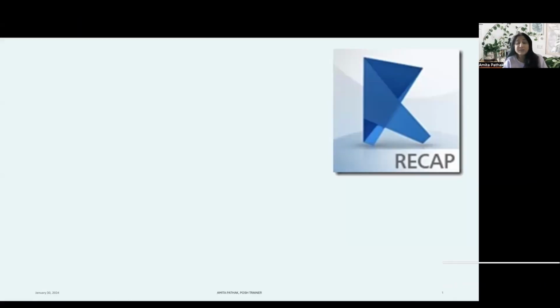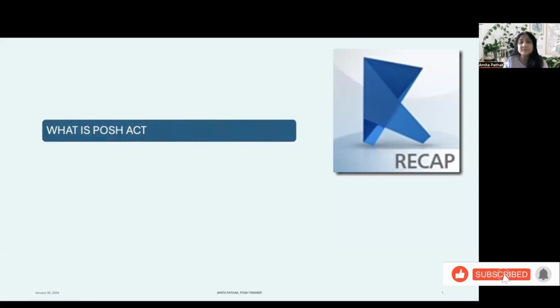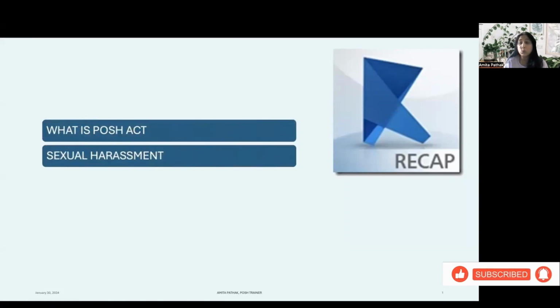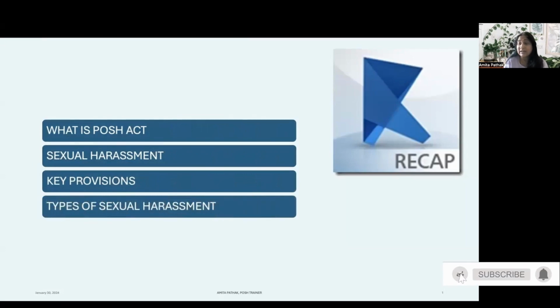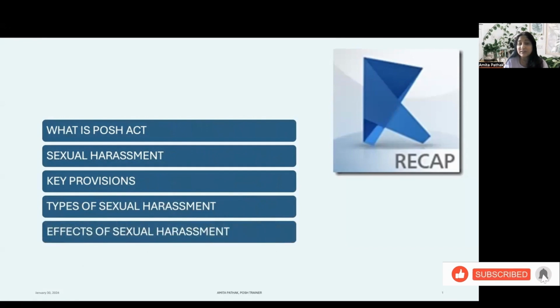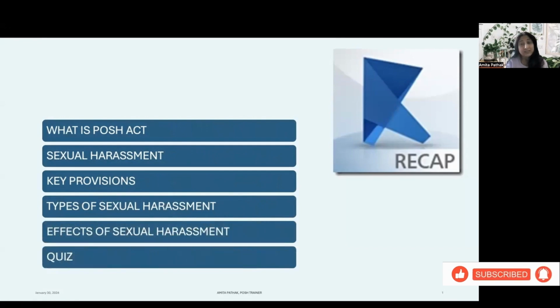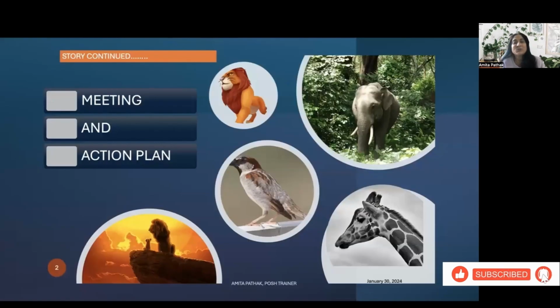Okay, first the recap. What we studied in module 1. What is the POSH Act? What is sexual harassment? What are the different key provisions under the POSH Act? What are the different types of sexual harassment, the effects of sexual harassment, and a quiz. This is what we have gone through in module 1. So, based on this, let's continue.